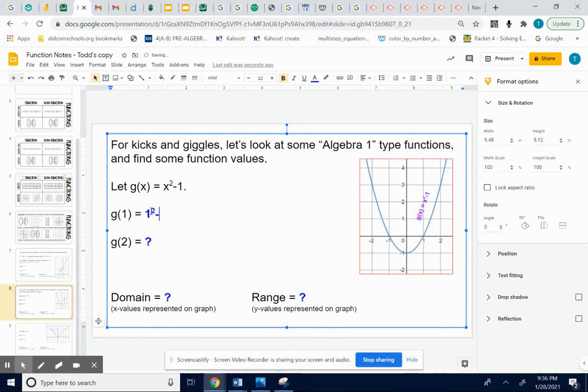So I'm putting 1 in. 1 squared minus 1. Do the exponent first. 1 squared is 1 times 1. 1 minus 1 equals 0.